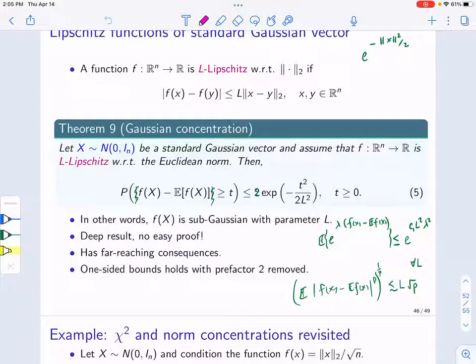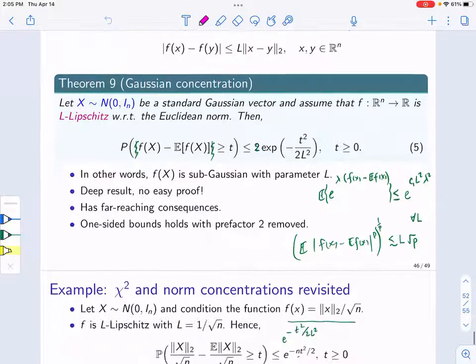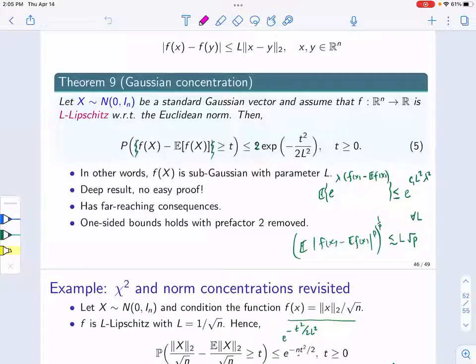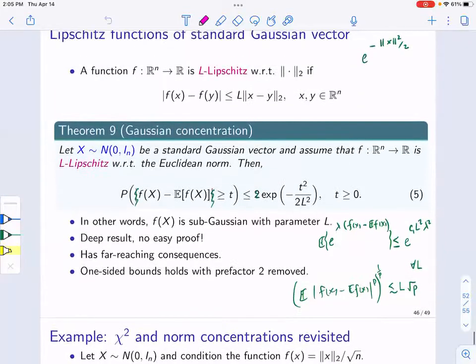the concentration is sub-Gaussian. And the interesting fact is that there is no dimension in this result. Okay, so it's a dimension-free result, which makes it really powerful. So how much you concentrate doesn't depend on the dimension. It just depends on the Lipschitz constant, which is expected.